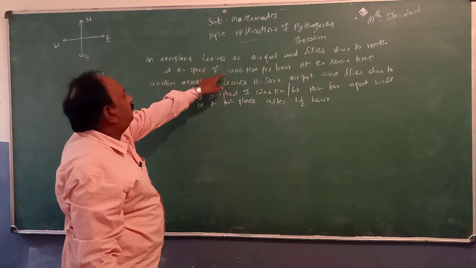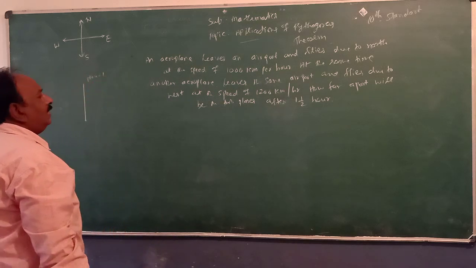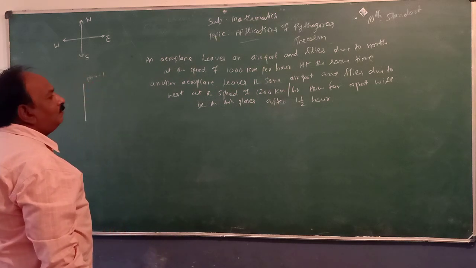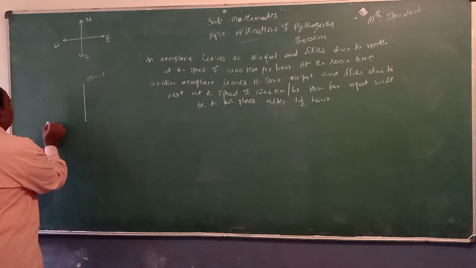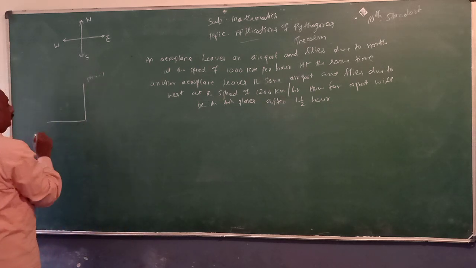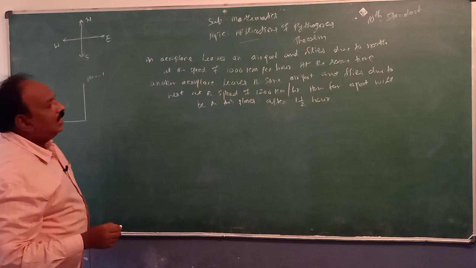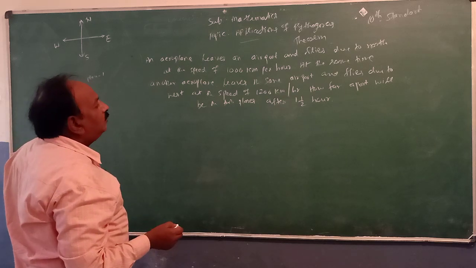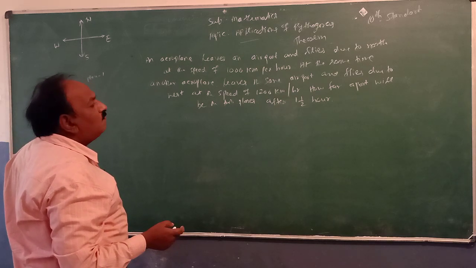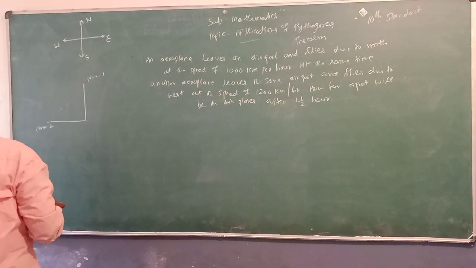Due north at the speed of 1000 kilometer per hour, and at the same time another aeroplane leaves the same airport and flies due west. This is the west. Plane 2. West at the speed of 1200 kilometer per hour. How far apart will the two planes be after 1.5 hours?